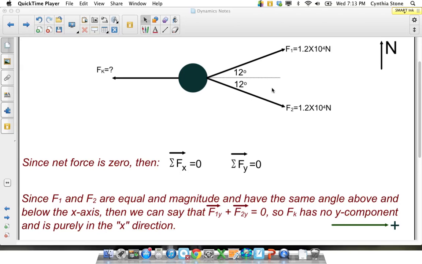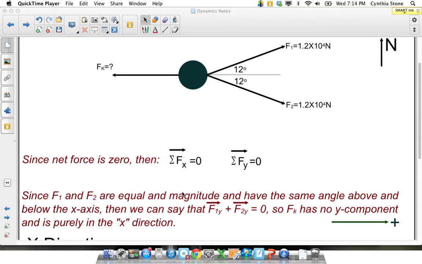If one of these was bigger than the other, or the angle was different, it would be a bit of a different story, because then this FK wouldn't be horizontal. FK would be on an angle somehow, and you'd have to solve for it. That'd be just another application of the same sort of thing.